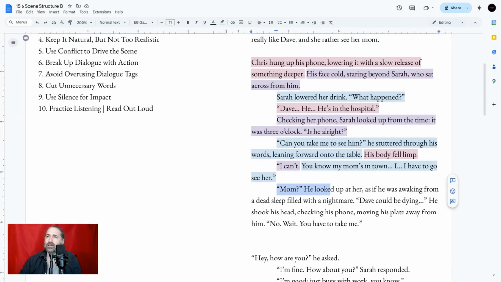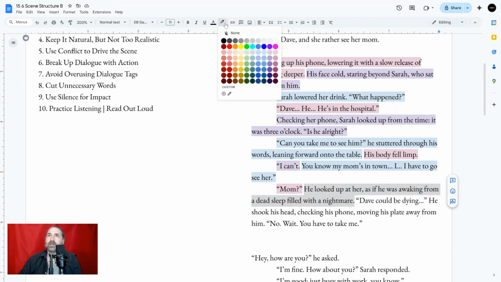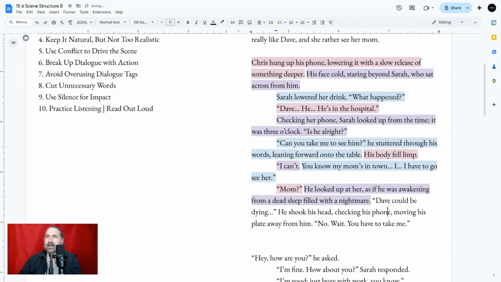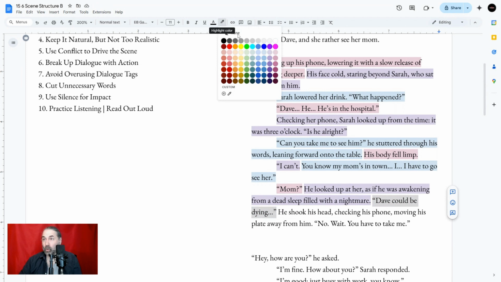"Mom?" he looked up. "Mom?" All right. This is character because he's actually stunned, right? And we confirm that, we qualify that with "he looked up at her as if she was a nightmare." So this is all character. This is character. And then "Dave could be dying."